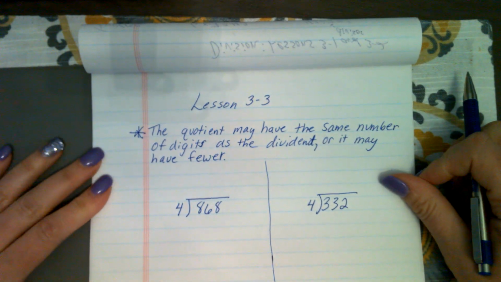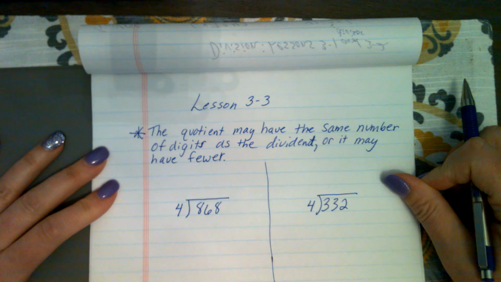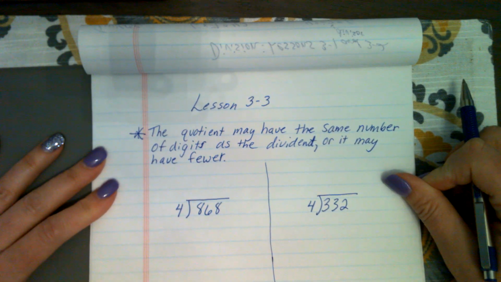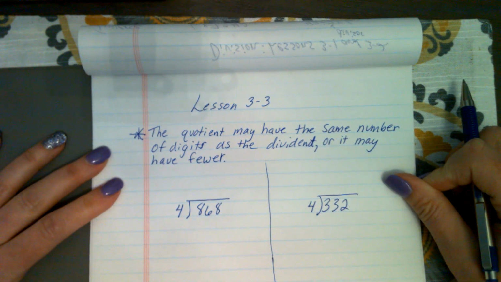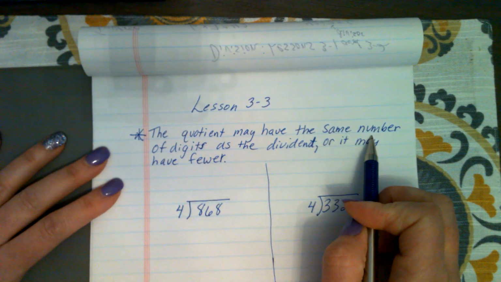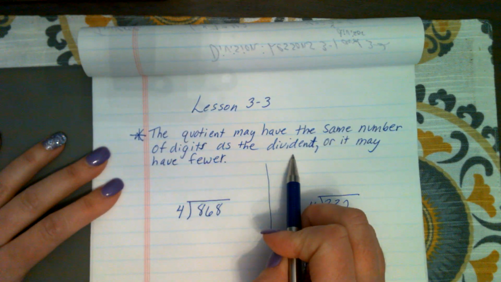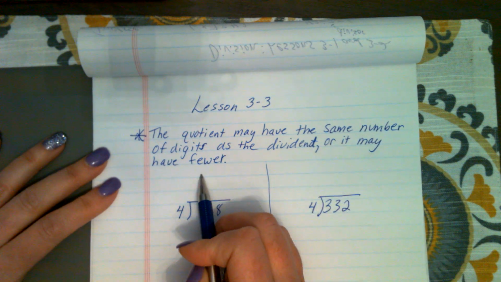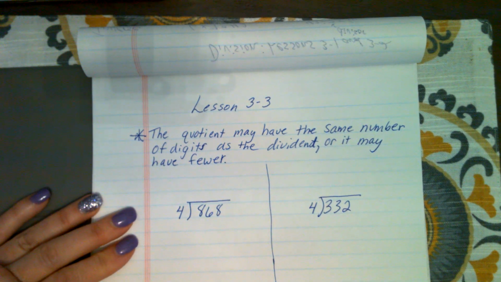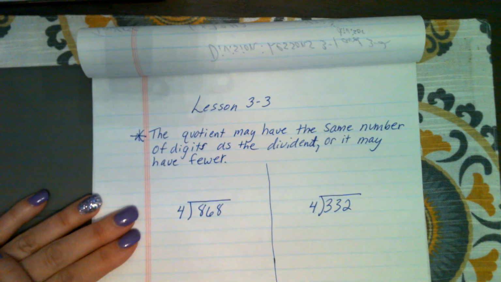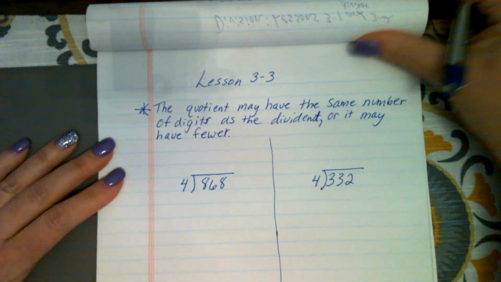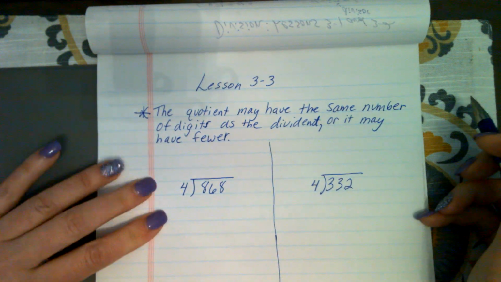In lesson 3-3, we worked on noticing how large the quotient would be. And that's going to vary. One thing we know for sure is that the quotient may have the same number of digits as the dividend, or it may have fewer digits. So it's important for us to notice what size multiplier is our largest multiplier when we are working with expanded notation form of division. So we're going to look at a couple of examples.